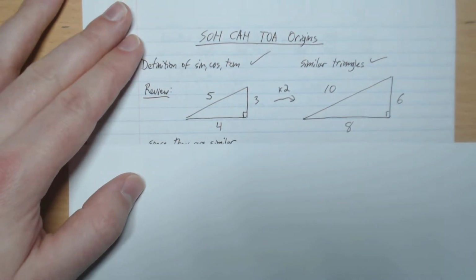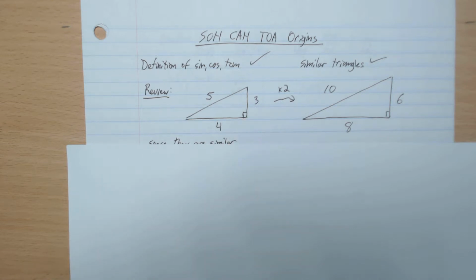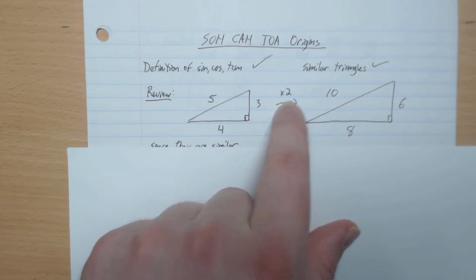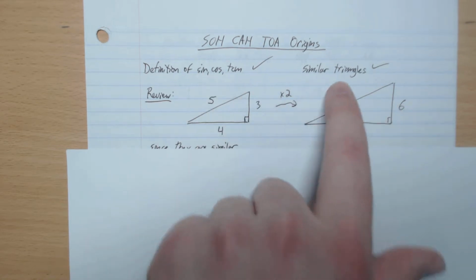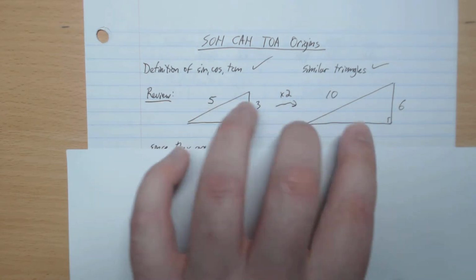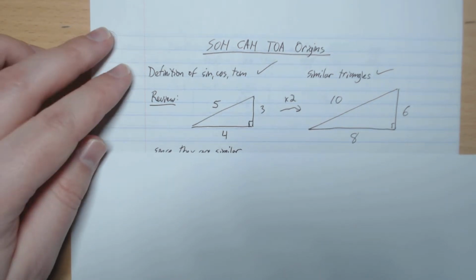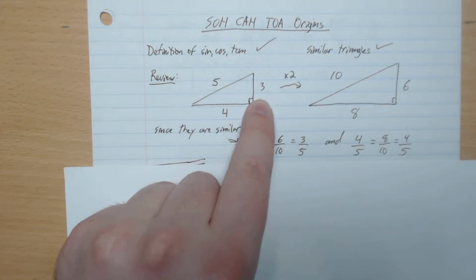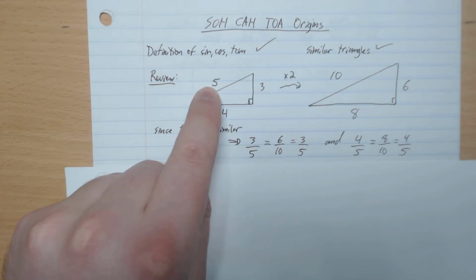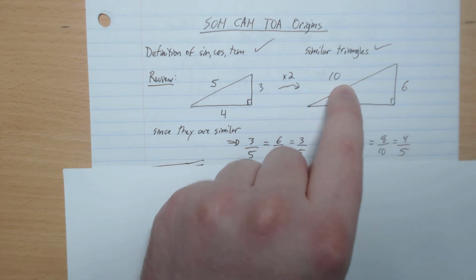I created a triangle here, 5, 4, 3, a right angle triangle. And here we have, by a factor of 2, going to make it bigger: 8, 6, and 10, like that. These triangles are similar, and since they're similar, there's a nice property that we have here. The property is that this 3 divided by 5 is the same as this 6 divided by 10.